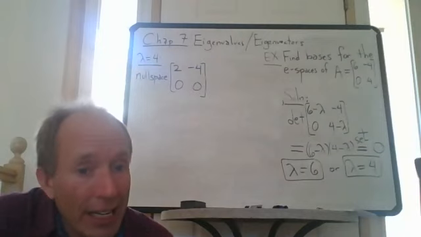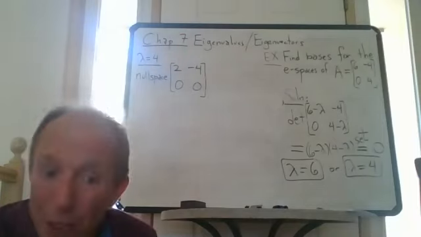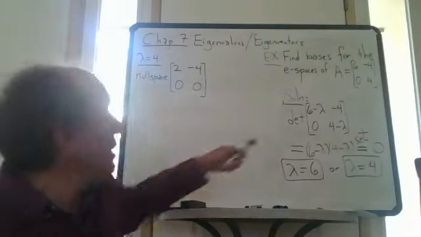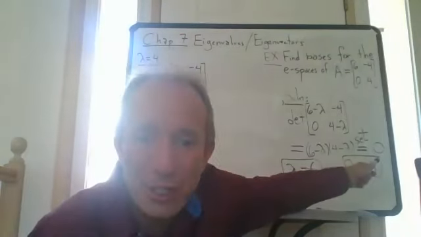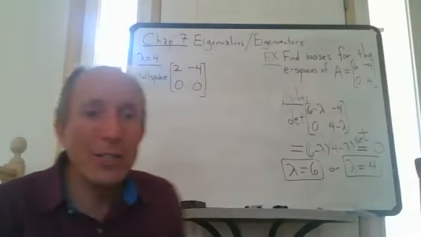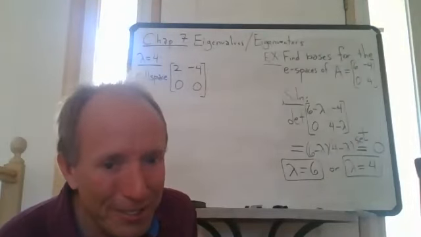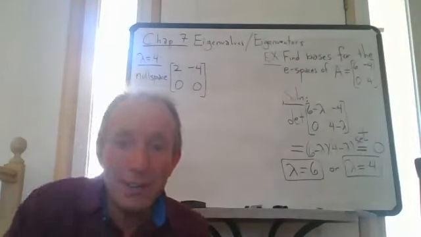Now, the thing is, this matrix has to be not invertible, right? Remember that we set the determinant equal to 0 over here. That means the matrix is not invertible. So we are not surprised that this matrix doesn't look invertible, right? It's got a row of zeros in it.